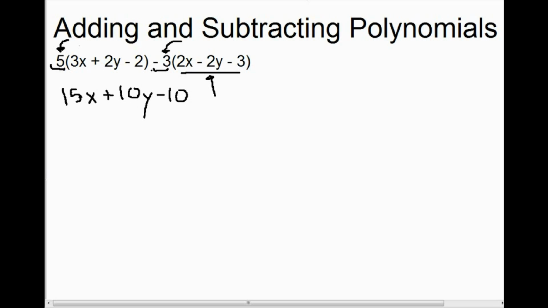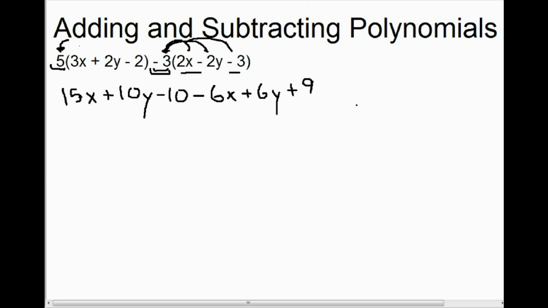And next we're going to distribute this minus 3 into the brackets. So negative 3 times 2x, a negative times a positive is a negative. So minus 3 times 2x is minus 6x. Minus 3 times minus 2y, a minus times a minus is a plus. And 3 times 2y is 6y. And finally, minus 3 times minus 3, a minus times a minus is a plus. And 3 times 3 is 9.